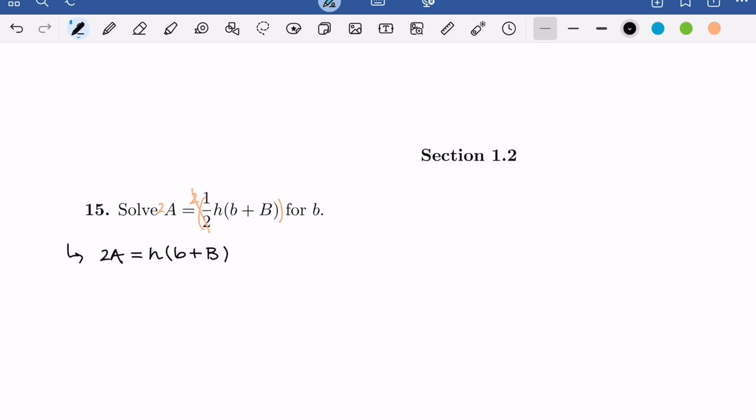Now, the next thing we're going to do is get rid of this h. We can do so by dividing by h on both sides of our equation. We're going to be left with 2 times A divided by that h.